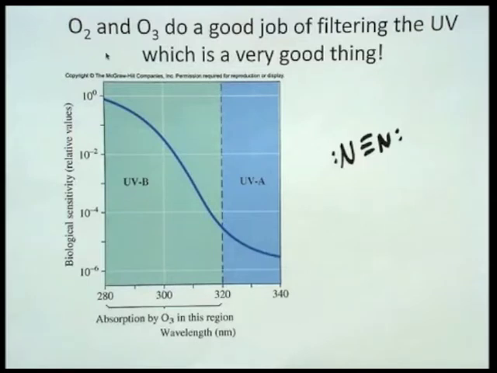All right, so this is just to show you that yes, within the UVB region, it is very damaging, and it's a good thing that we are filtering out that UVB radiation. The UVA makes it down, but it's not such a big deal because it doesn't do as much damage.